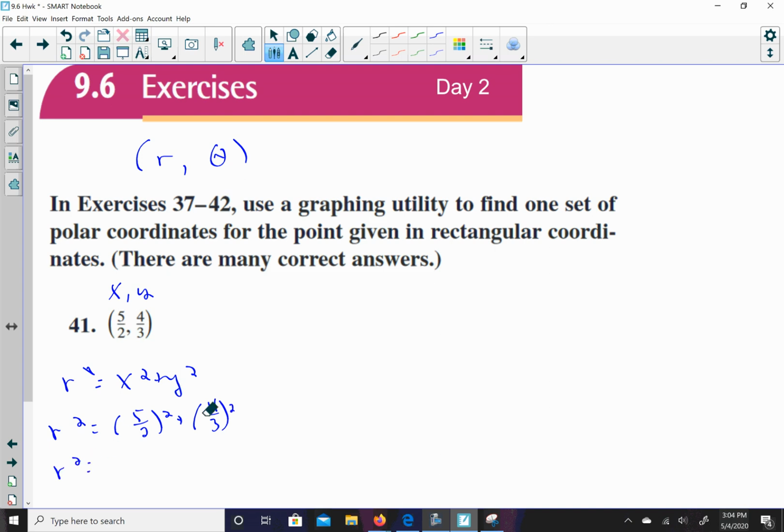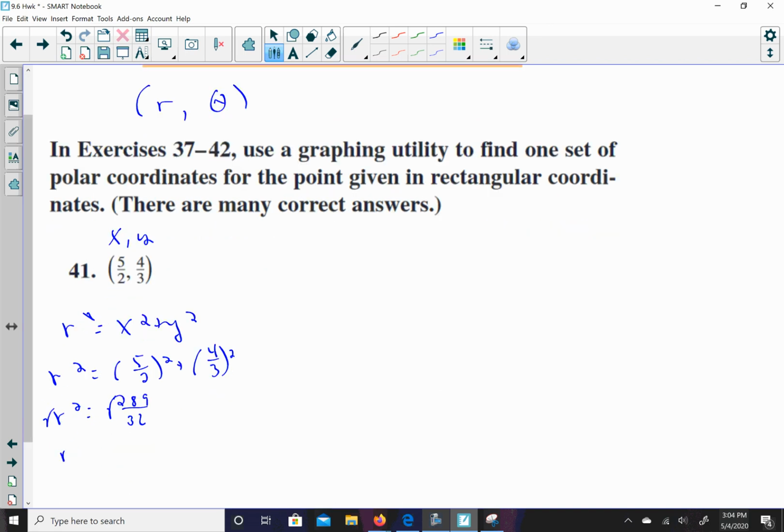that's my x squared plus my y squared, which will be 4/3 squared. When I square these and add them, I did that on my calculator, I'm going to get 289 over 36. And when I take the square root, I'm going to get a radius of 17/6. Now I'm going to go ahead and find my angle.